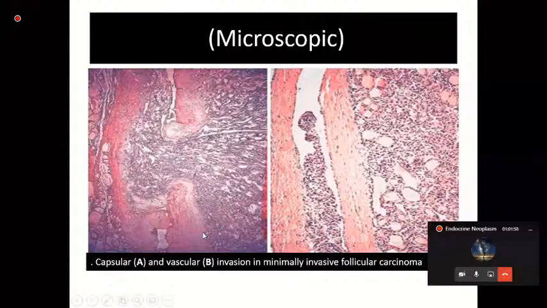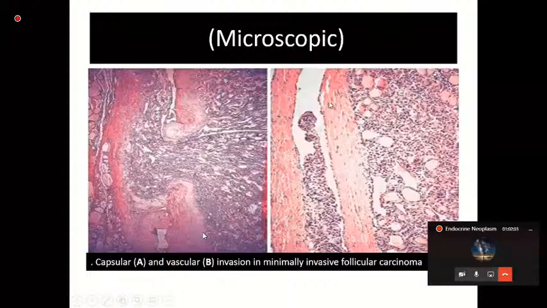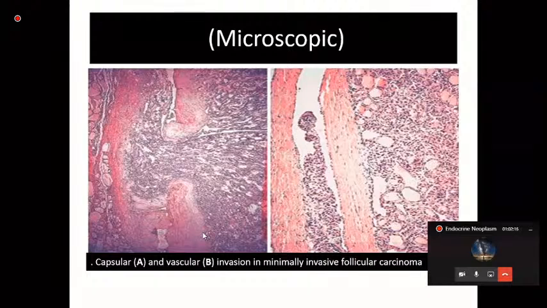Here is vascular, but the vascular, how? We have to assess the blood vessels inside the capsule. If there is tumor cell inside there, this indicates the vascular invasion, okay? So how can we diagnose the follicular carcinoma? By capsular and vascular invasion, or capsular invasion is enough also, okay? There are two types of invasion, minimally invasive and extensive invasion of the capsule.